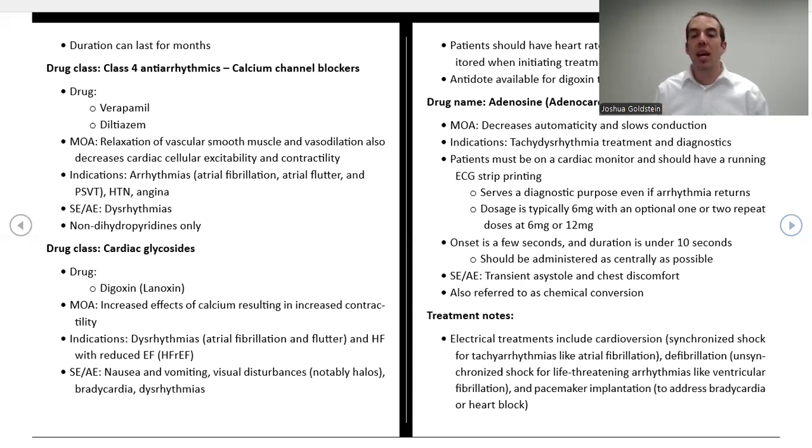Patients should have their heart rate, their digoxin level, their ECG, all of that monitored when we're treating a patient for their dysrhythmia. We do have an antidote available if a patient becomes dig toxic, is what it's called, digoxin toxicity, and that is digoxin immune fab.